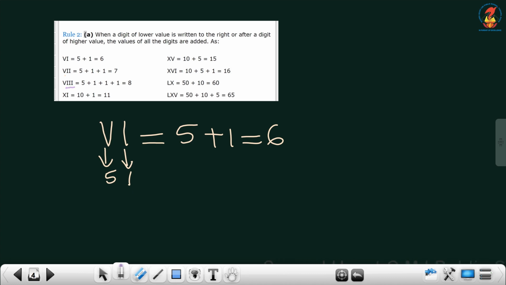In the same way, LX, what is the value of L? 50. What is the value of X? 10. So 50 plus 10, what is the answer? 60.